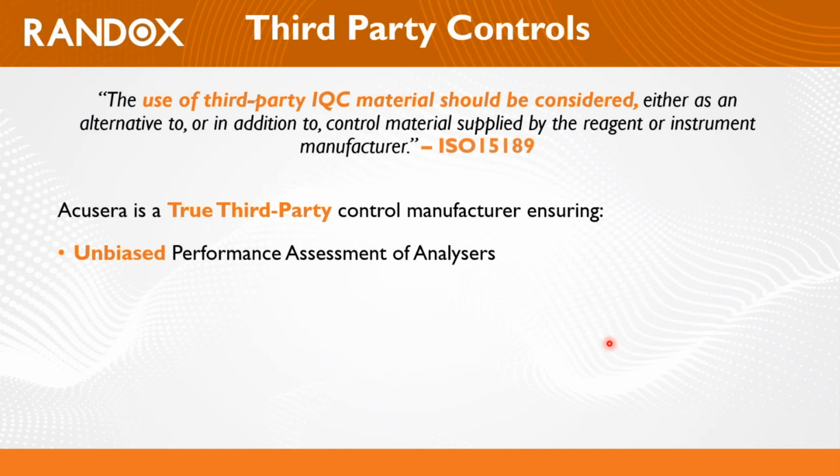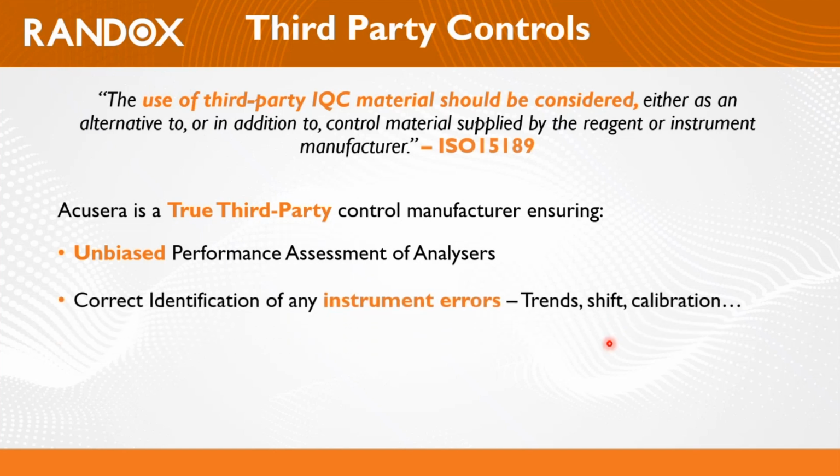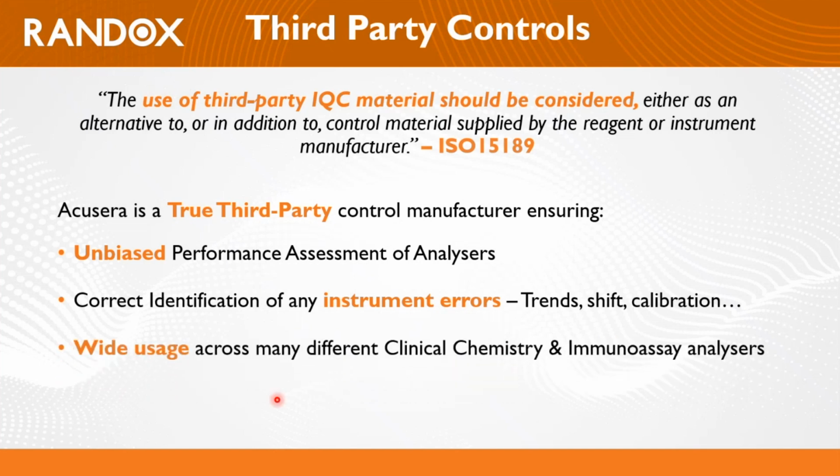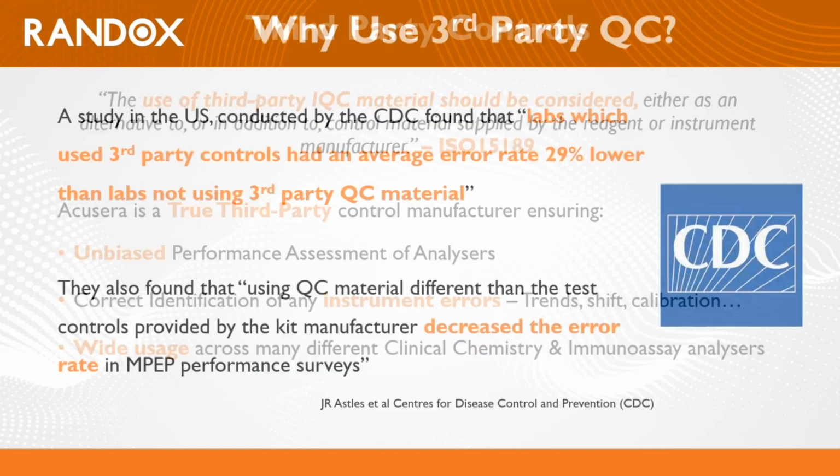If you have a first party control and it's checking the instrument, whether that's working or not, of course there is some conflict of interest there. Third-party controls have unbiased performance assessment. They correctly identify issues with instruments. Any trends, shifts, calibration problems, reagent issues will be identified correctly. And of course, third-party controls can be used on a wide range of different chemistry and immunoassay instruments.